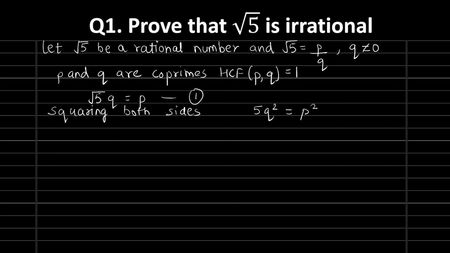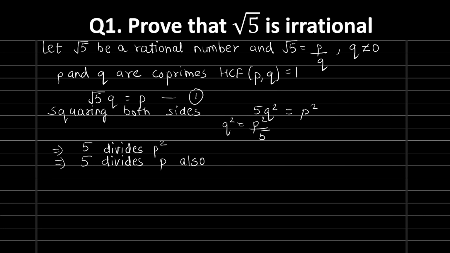So from this we can write q square equals p square upon 5, which implies what? We can say that 5 divides p square. Now if 5 divides p square, and 5 is a prime number, then definitely 5 will divide p also. So we can write 5 divides p also.